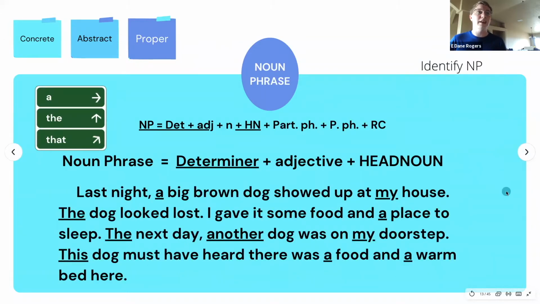All right, so then let's take a look at this paragraph. I've underlined all of our determiners. Can you read this paragraph for me?